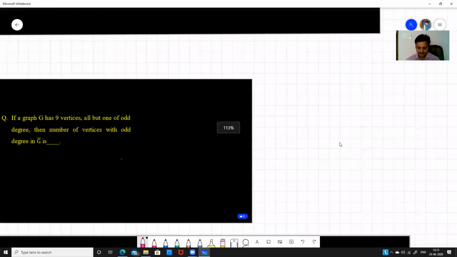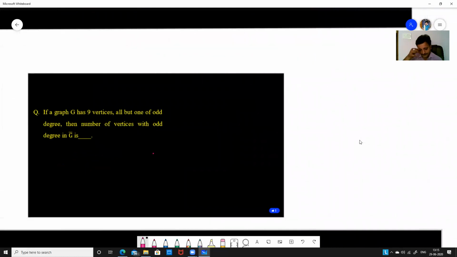Now look at the next question. If a graph G has 9 vertices, so the total number of vertices in the graph is 9. All but one of odd degree. It means that except one, all the remaining are of odd degree. Means how many vertices of odd degree? 8 vertices of odd degree.